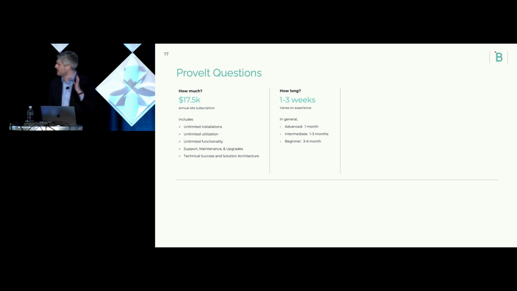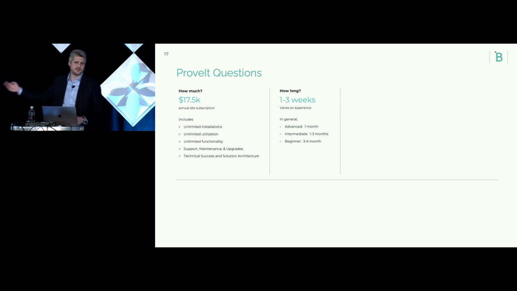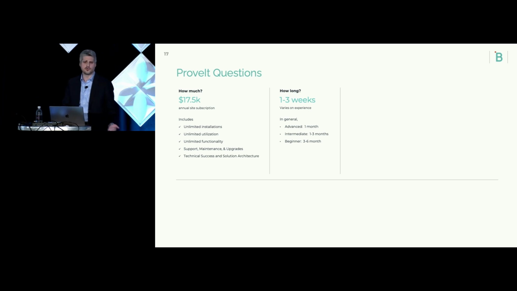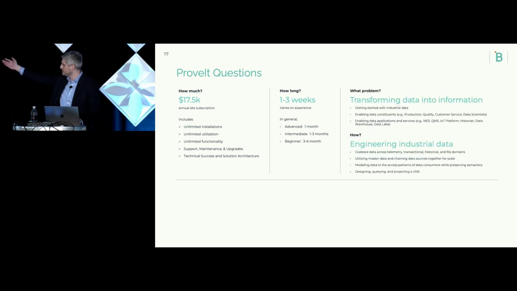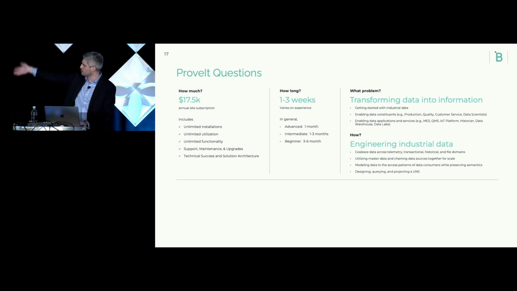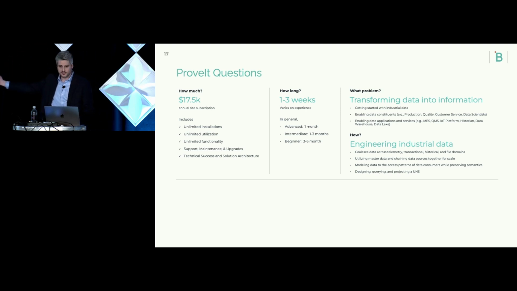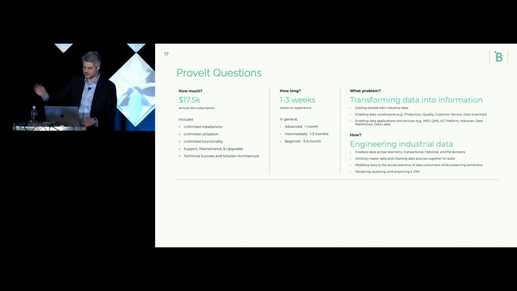I spent probably about 2 weeks on this. Been very, very busy lately. But for someone who's not doing this all the time, I would typically say an intermediate would probably take about 1 to 3 months. Honestly, most of the work was dealing with simulated data sets and all the external systems. Engineering the data pipelines was pretty straightforward. But to really boil things down, the problem space is essentially transforming data into information and engineering industrial data.